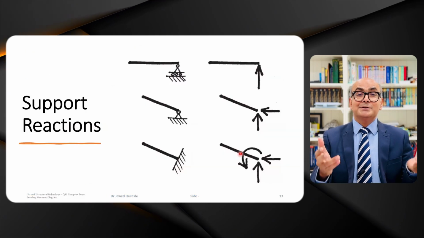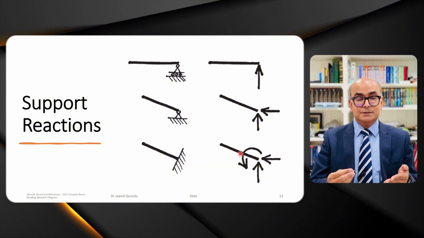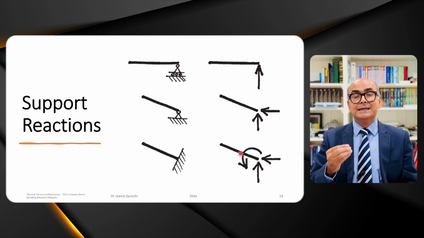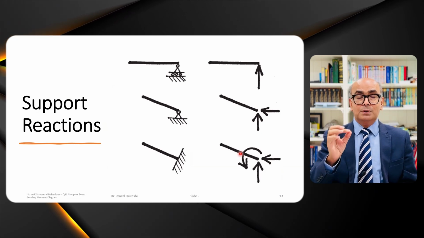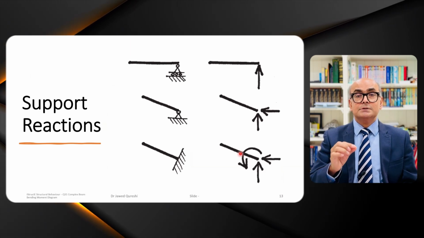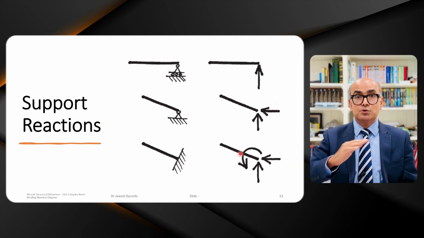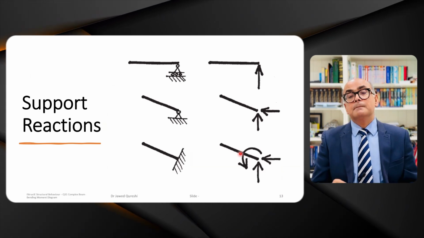Let me just remind you of support reactions. When we have a roller support, it cannot move in the vertical direction. It will only have a vertical reaction. However, in terms of deformations, it can rotate and it can move in the horizontal direction.